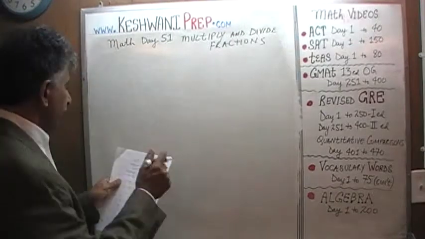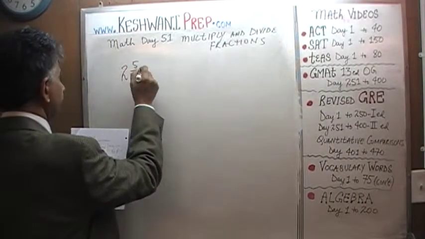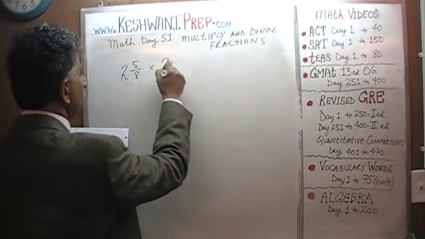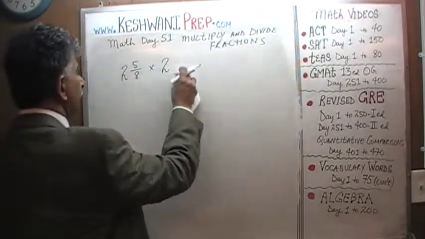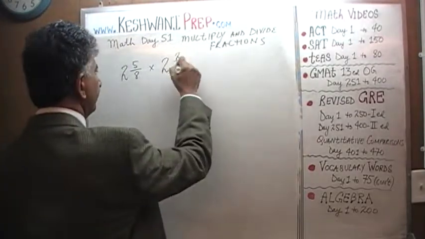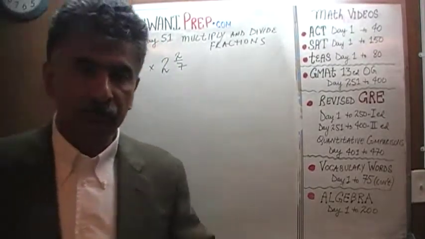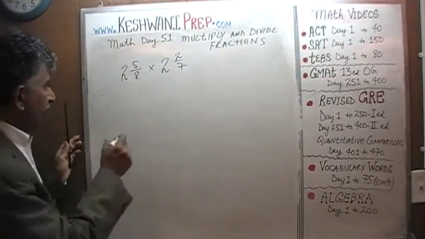The very first one we have is we are to take 2 and 5/8 and multiply it by 2 and 2/7. First thing we need to do here before we can actually go about multiplying these two numbers is to convert this mixed fraction into what is known as an improper fraction. Let's look at the first one first.